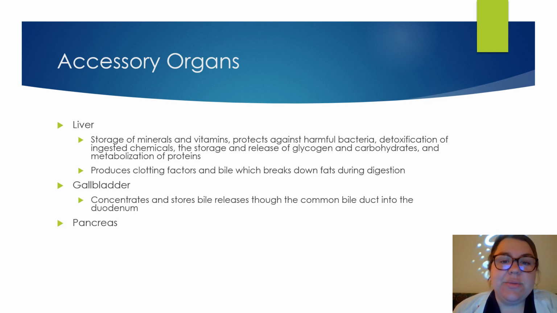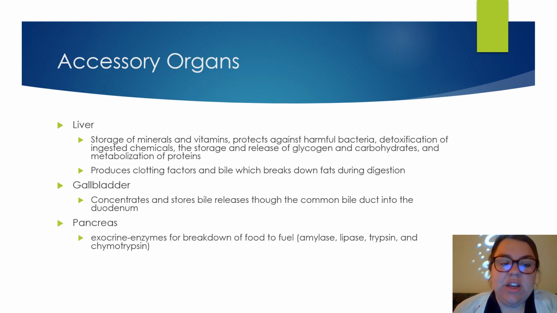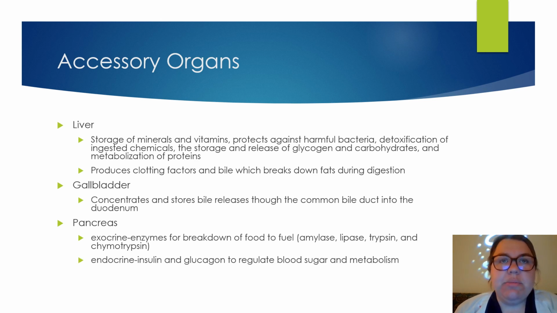The pancreas, what does our pancreas do for us? So it has two different functions. It has an exocrine, okay, and an endocrine. So the exocrine is enzymes for breakdown of food to fuel, so amylase, lipase. Then the endocrine is for the insulin and the glucagon to regulate our blood sugar and our metabolism.